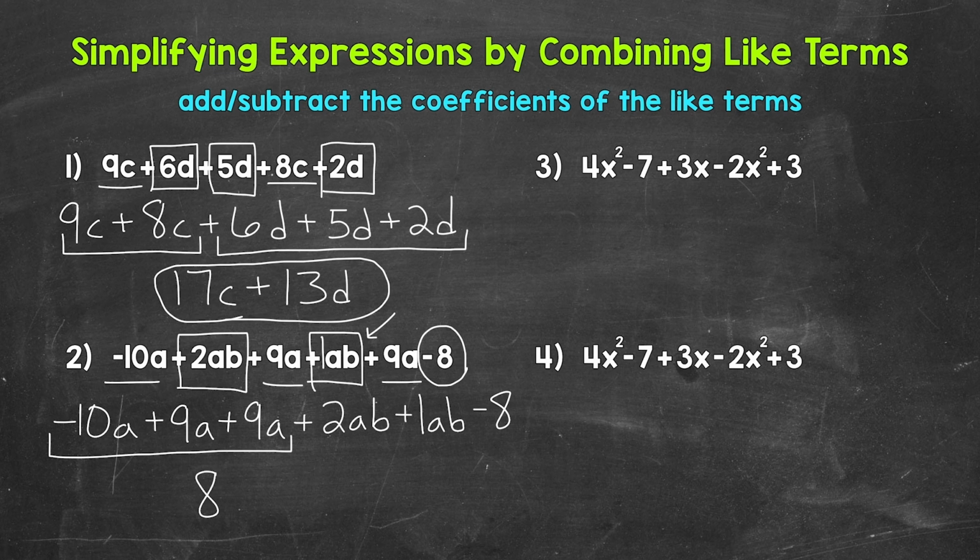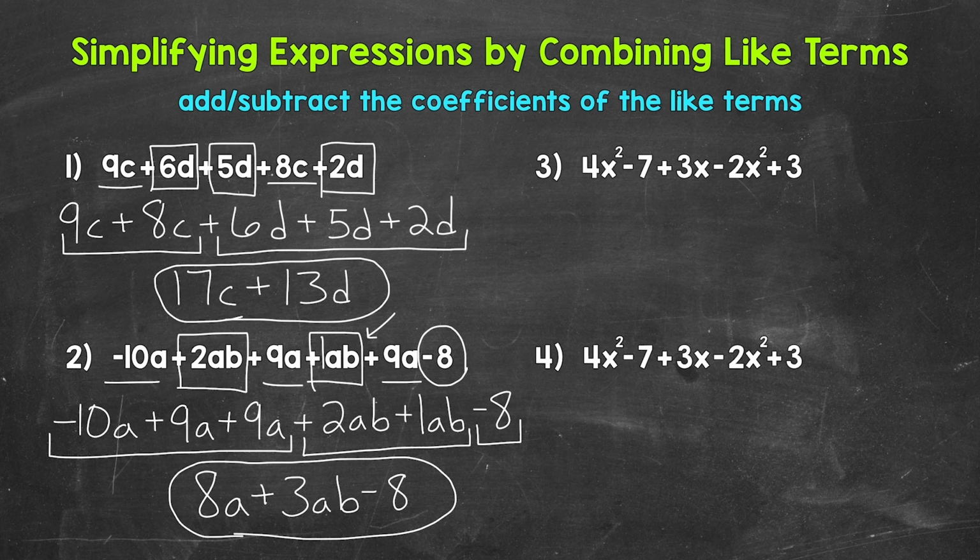So we have 8a, and then plus 2ab plus 1ab. 2 plus 1 is 3, so we have 3ab. And then lastly, we have a negative 8 or minus 8 here. So 8a plus 3ab minus 8 is our final simplified expression. We went from 6 total terms in the original expression to 3 total terms in the simplified expression by combining like terms.